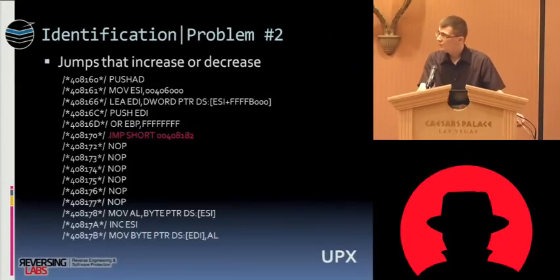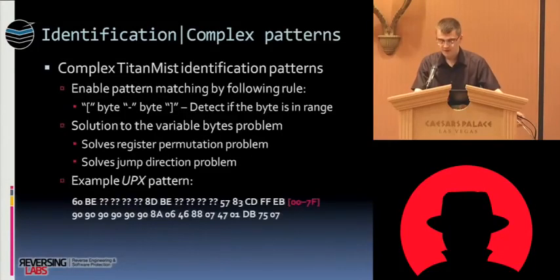So the problem number two we saw identifies the random bytes that can be used as well. If you look at the highlighted part, that's a jump. And throughout the versions of UPX, that jump can have certain values. So it can increase or decrease in jump length. So in order to have a simple signature that's not just going to be a bit masking for the value of the jump, we added ranges.